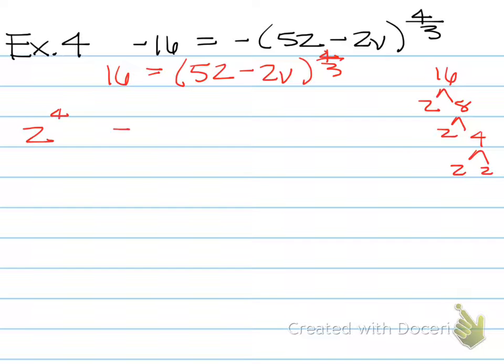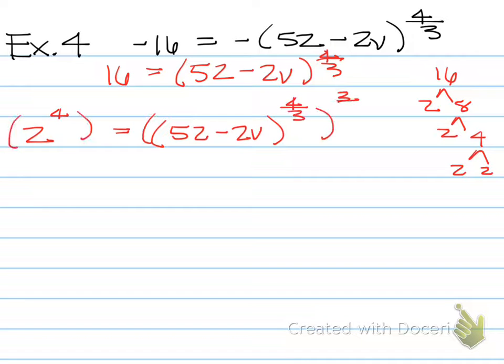So 16 is 2 to the 4th power. And now, whenever I raise both sides to the reciprocal of 4/3, which is 3/4, I'm going to have 2 results. Whenever I raise the left side to the 3/4 power, the 4's will cancel, leaving me with 2 cubed equals 52 minus 2v.